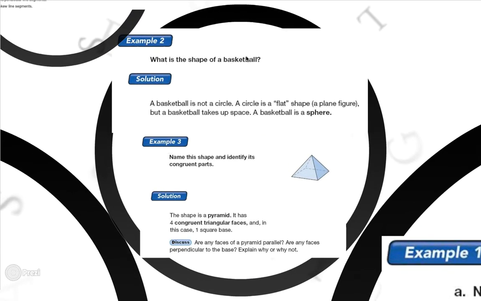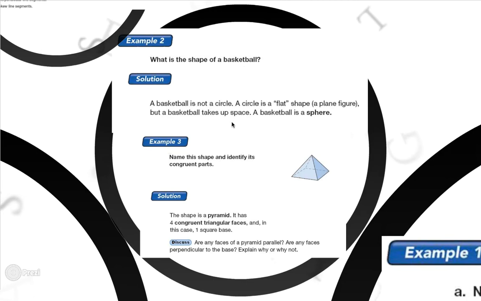Here's example number 2. What shape is a basketball? And from our vocabulary words, if you remember, it is a sphere. Okay, the sphere is like the globe or the planet Earth. That is a sphere. Any type of ball would be considered a sphere. It's a three-dimensional object. It takes up space, and it's not a circle.